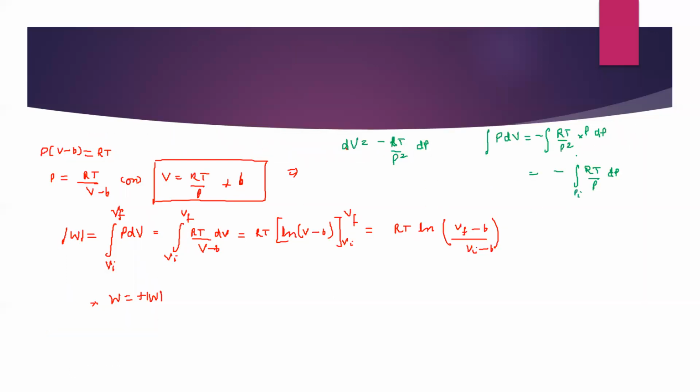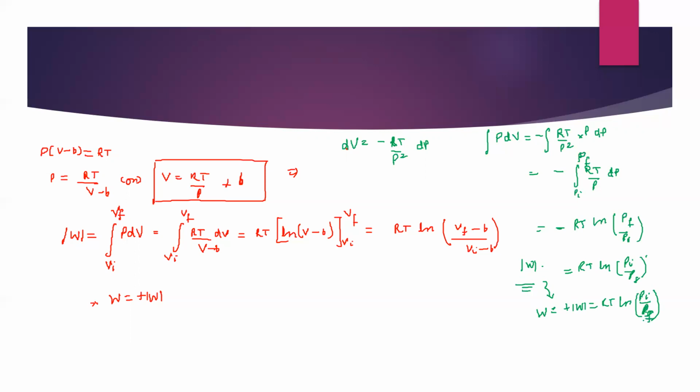All right, larger pressure to smaller pressure, Pf. So that comes out as minus RT ln Pf by Pi, which can be written as RT ln Pi by Pf. This is mod W. Since it is work in expansion, this is what we get. This is what we get as the answer.